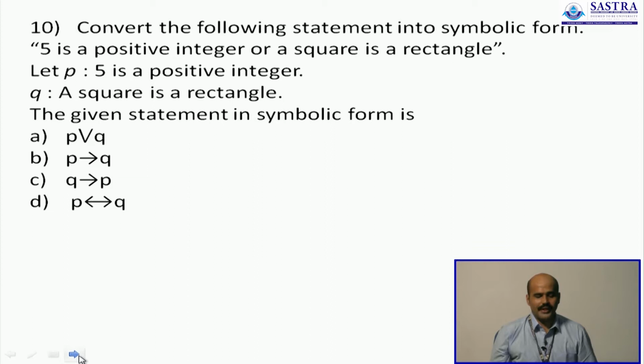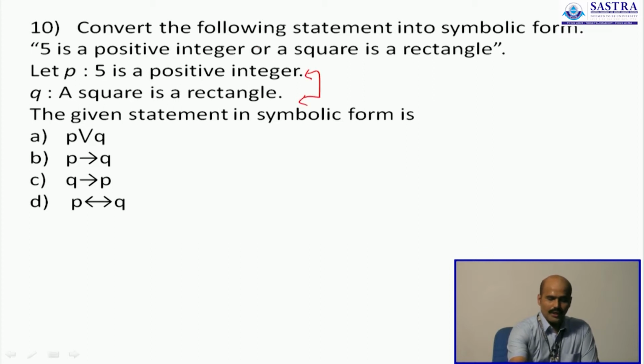Now we have the exercise to convert the given English sentences into symbolic form. Statement 1 says 5 is a positive integer, and statement 2 says that a square is a rectangle. Now we have a given statement which says 5 is a positive integer or a square is a rectangle. We have these two statements P and Q connected using a connective of this form. The connective here is OR, which is clearly a disjunction.